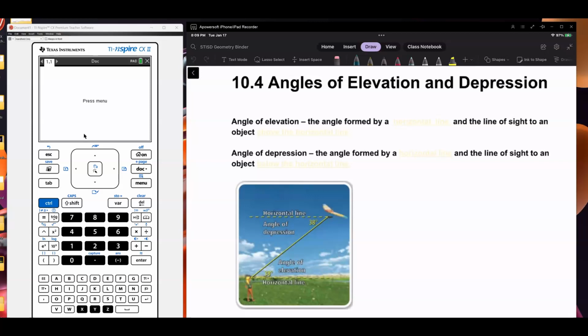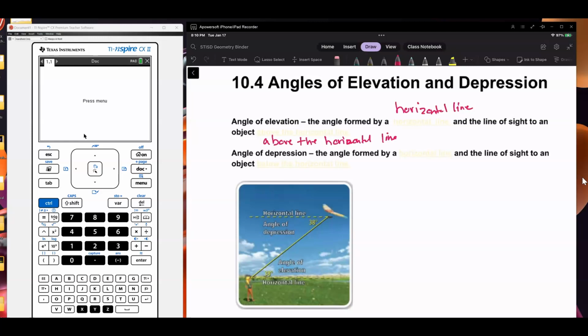Today's lesson is angles of elevation and depression. I'm going to go ahead and define what an angle of elevation is: the angle formed by the horizontal line and the line of sight to an object above the horizontal line.